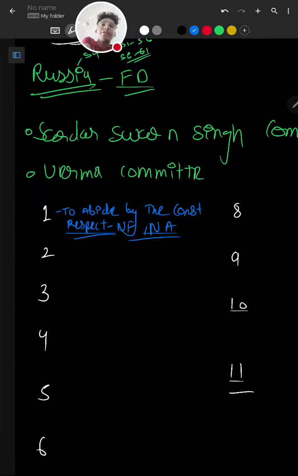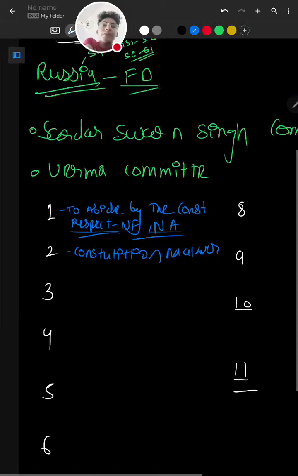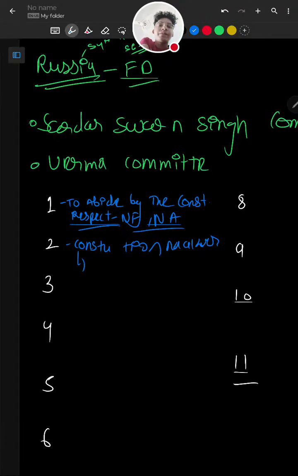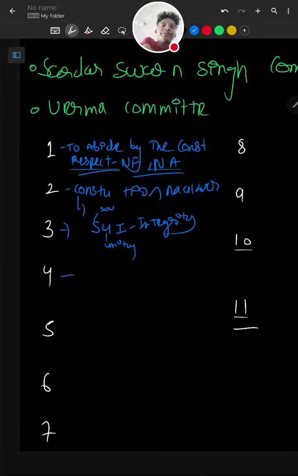Now the second one is your constitution makers. This is for the freedom fighters and all that. You could follow their ideology and all that. That is basically the second duty. Third is sovereignty, unity, and integrity, which is a high moral value.